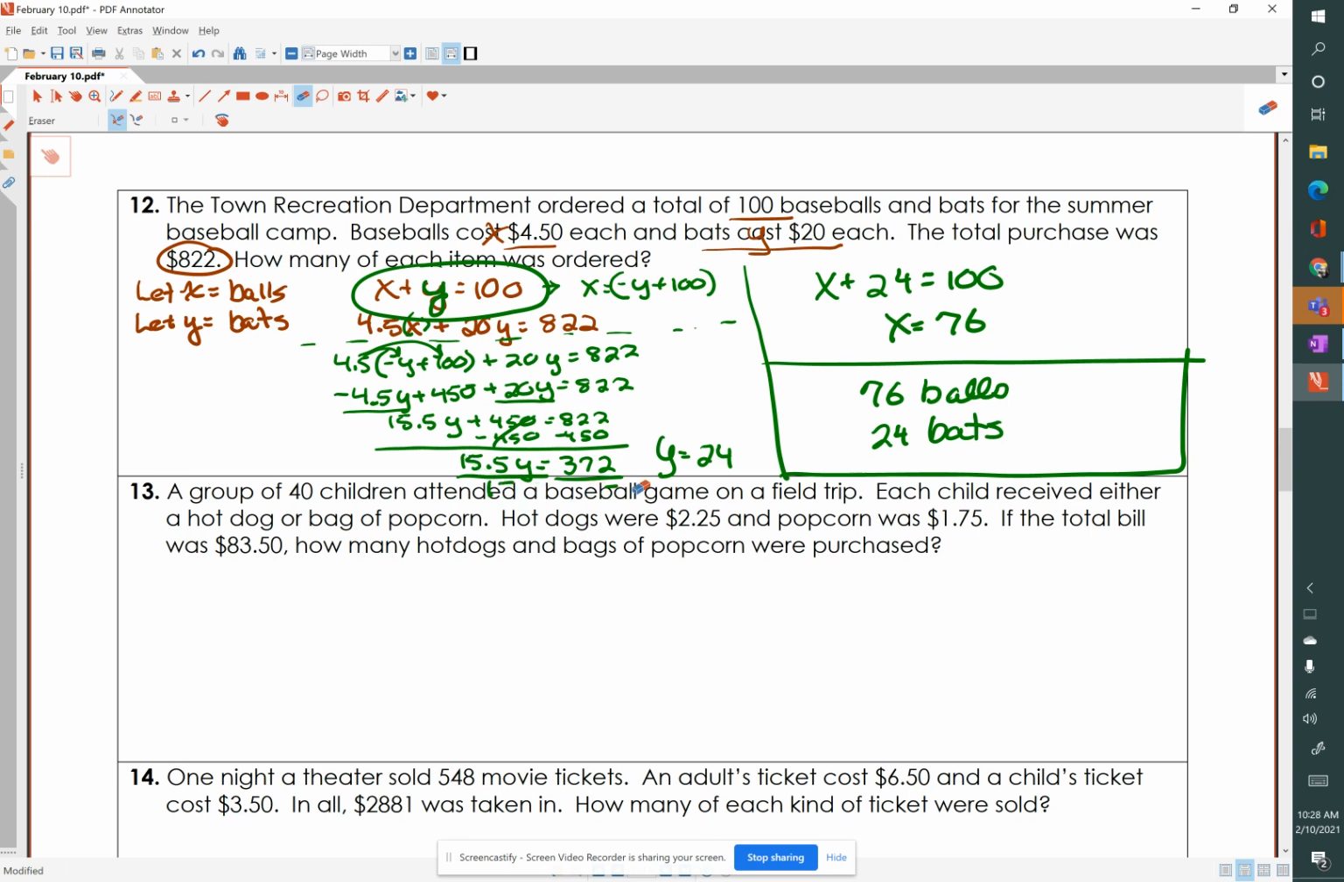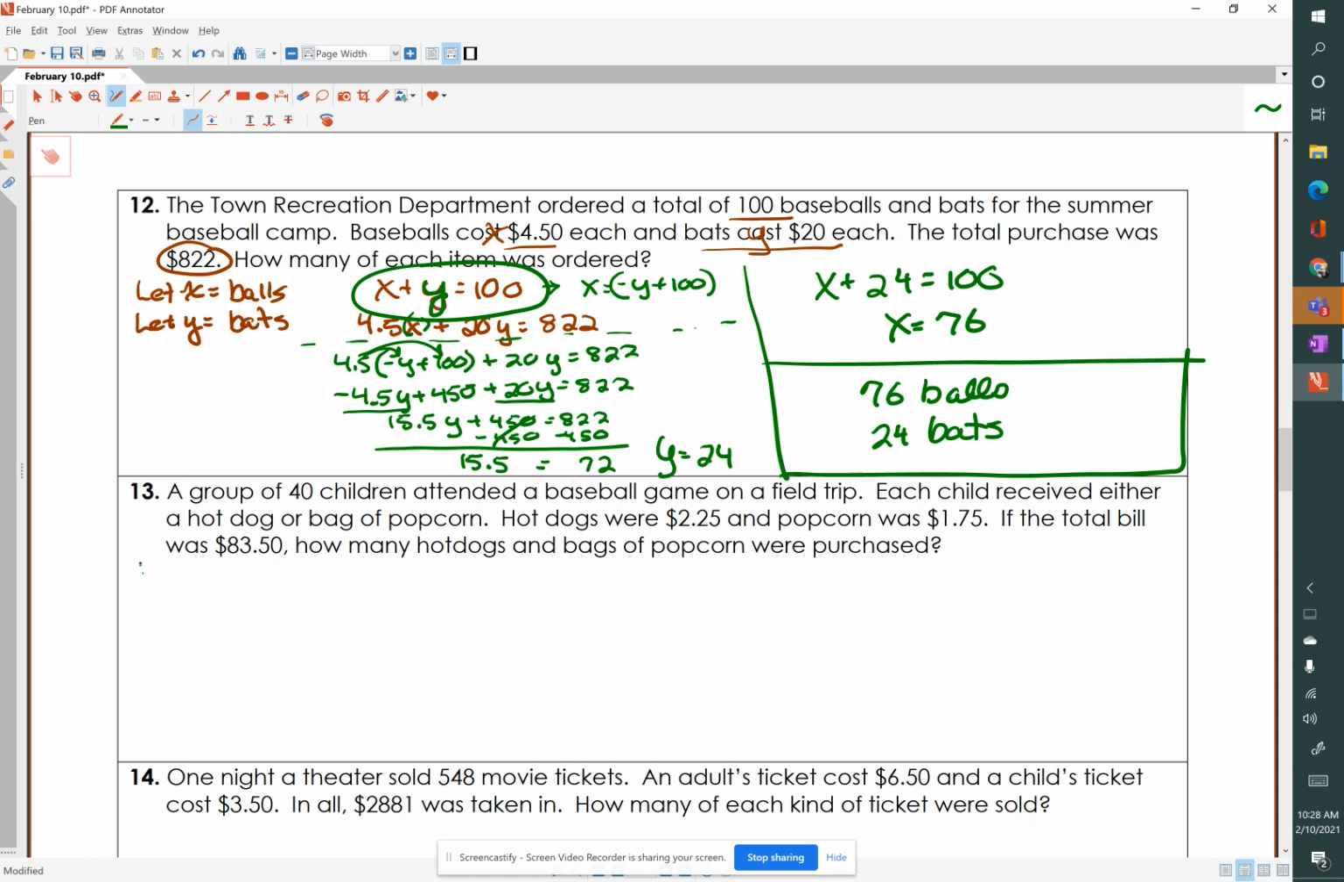All right, I'm going to erase where I covered up our second problem so we can go on and do that problem. So this is, still with the baseball theme, we've got a group of 40 children who attend a baseball game on a field trip. Each child received either a hot dog or a bag of popcorn. Hot dogs were $2.25, and popcorn was $1.75.